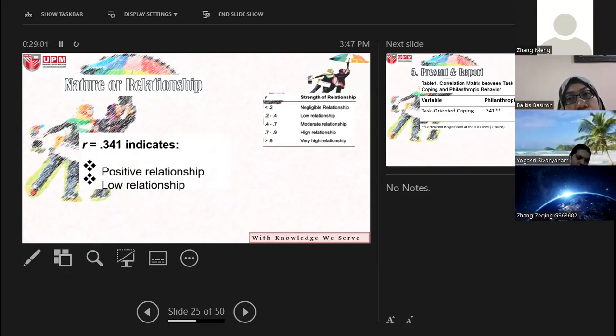It indicates a positive relationship because there's no negative symbol in front of 0.341, so we know that it is a positive correlation. And in terms of magnitude of the correlation, we interpret according to the Guilford rule of thumb. It falls within the range of 0.2 to 0.4, so we can interpret that there is a low relationship between task-oriented copying and philanthropic behavior.